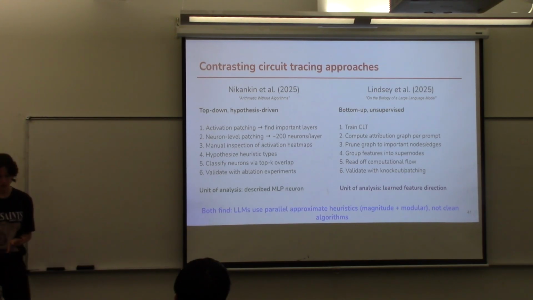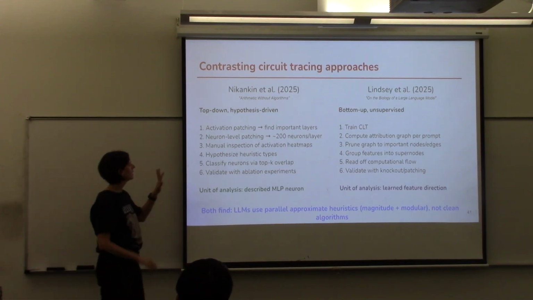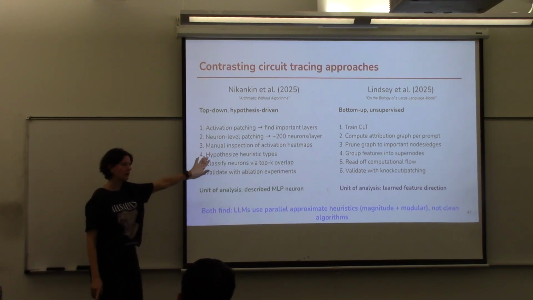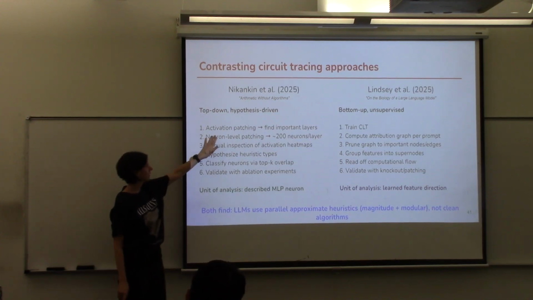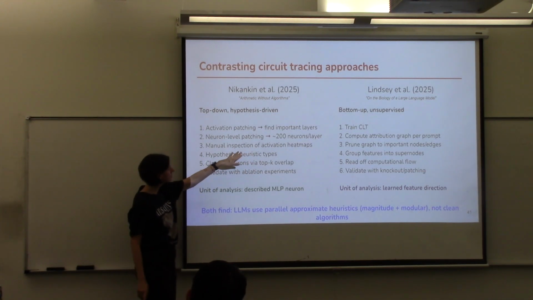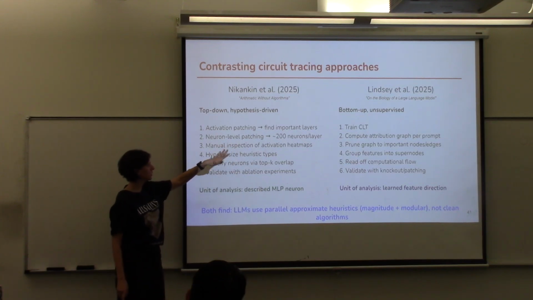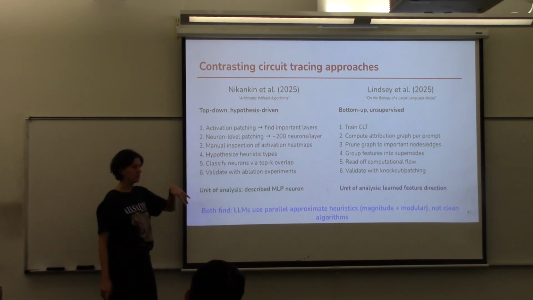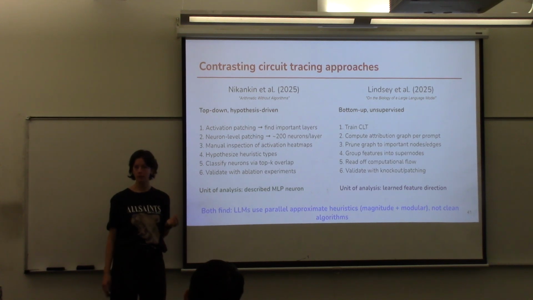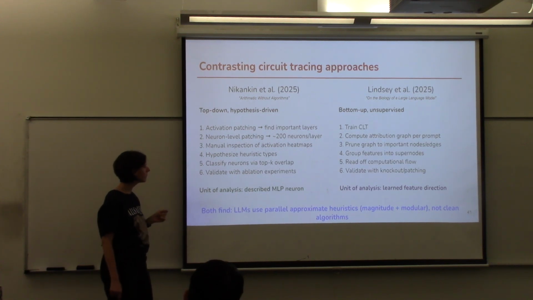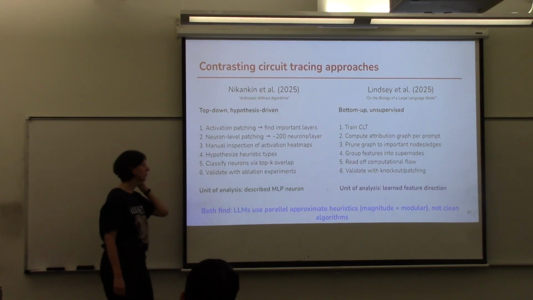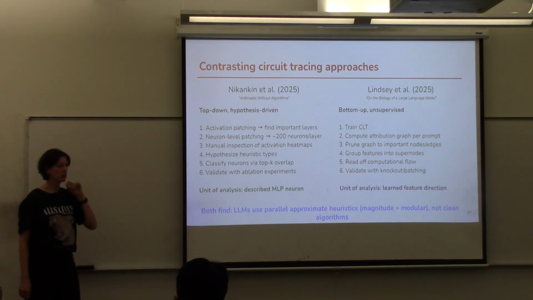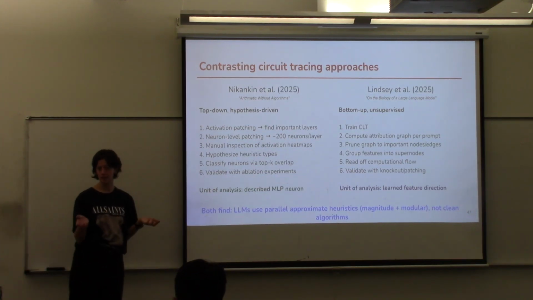So to contrast these two works, we have activation patching and using it for circuits. To do that, we first use activation patching to find important layers. Then we use neuron level patching to find neurons. Then we manually inspected these neurons to describe the heuristics implemented by them. We then classified neurons into these heuristics with this top K overlap. And we have checked what's going on when we ablated these neurons.